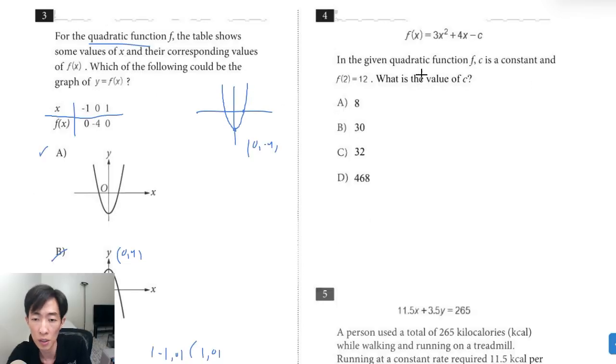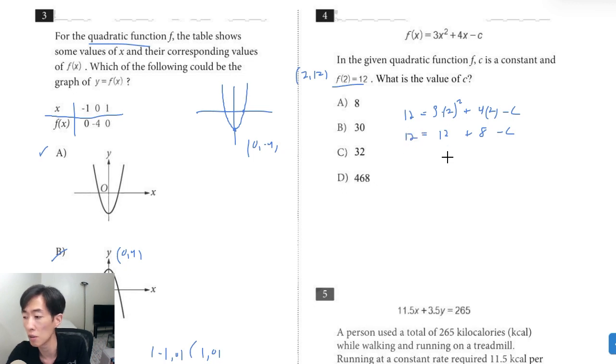Question 4, in the given quadratic equation f, c is a constant and f of 2 equals 12. So this is nice because they're basically telling us 2, 12 is an ordered pair that will solve this. Let's plug it in. 12 equals 3 times 2 squared plus 4 times 2 minus c, and this is simple algebra. So 2 squared is 4 times 3 is 12, plus 4 times 2 is 8, minus c, all equals 12.